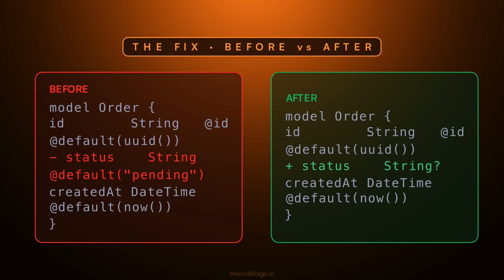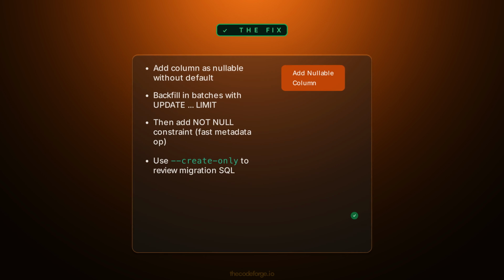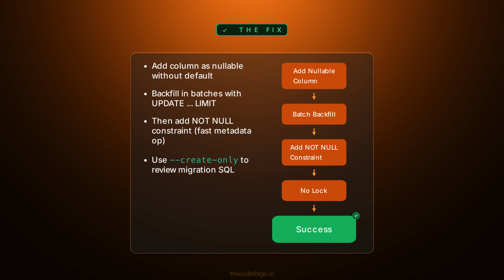Prisma's auto-generated migration added a not null column with a default value, causing PostgreSQL to rewrite the entire 500 GB orders table under an access-exclusive lock, blocking all reads and writes. The fix was to break the migration into steps. Add the column as nullable, backfill data in batches, then add the not null constraint. This avoids the table rewrite and lock.